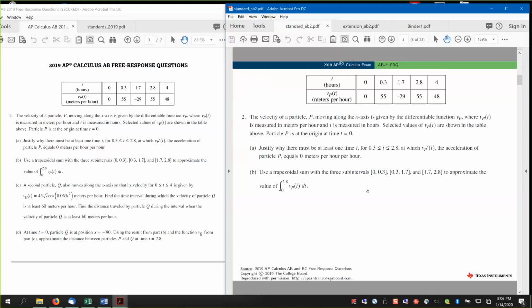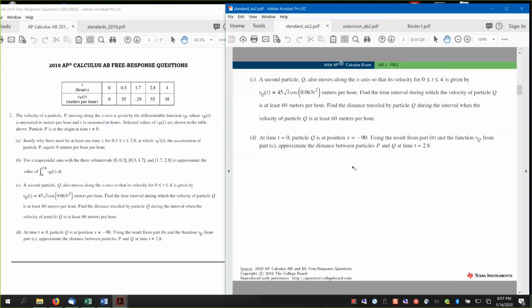So in this problem, the velocity of a particle P is given by a differentiable function v sub P, and selected values of v sub P of t are given in this table. And we know that the particle P is at the origin at time t equals 0. In part A, we need to justify why there must be at least one time t in the interval 0.3 to 2.8 at which the acceleration of the particle P is 0. And in part B, we're asked to use a trapezoidal sum to approximate this definite integral.